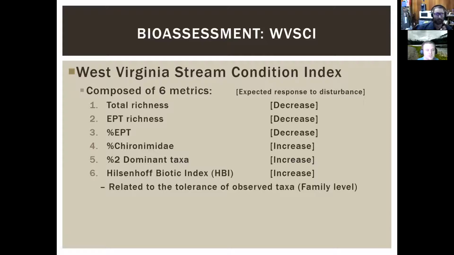So total richness, just the total number of species present. EPT richness, I already covered. So that's the number of species within the orders Ephemeroptera, Plecoptera, Trichoptera. So your mayflies, stoneflies, and caddisflies. And then the proportion of those organisms that are EPT in your entire sample.